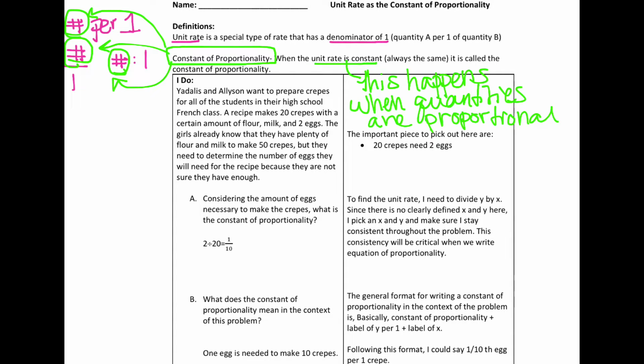Considering this first example, there are 2 students who want to prepare crepes for all of the students in their class. We know that the recipe makes 20 crepes and needs 2 eggs. So we're going to find a constant of proportionality. We're dividing 2 by 20 and find out that it is 1/10 egg per crepe.